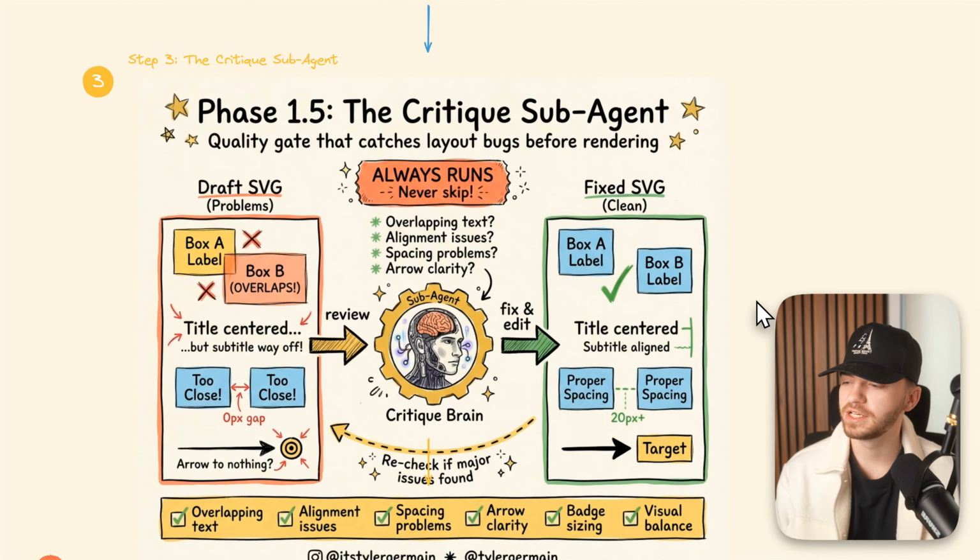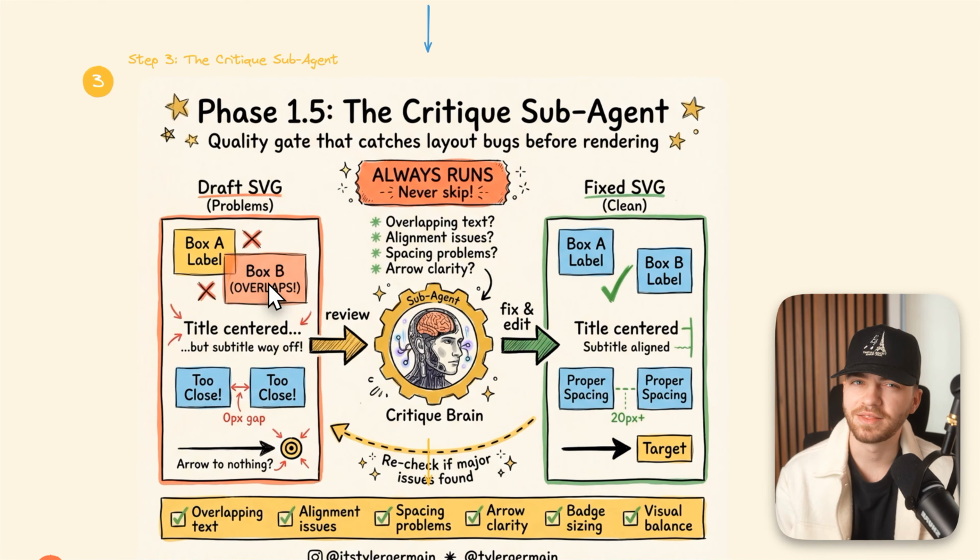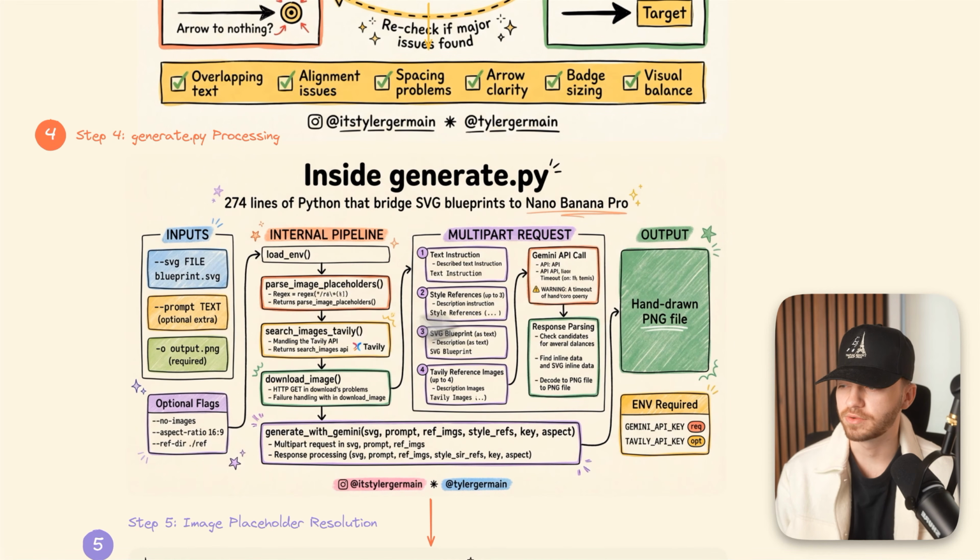The critique subagent has an incredibly important job, and you can see some examples right here. So box A overlapping box B, the critique agent is going to find that and reprompt itself until it gets it right. So our diagram should never move on past the critiquing subagent until the SVG is 100% perfect and ready to be generated. And once we're sure we don't have any of these major issues, we can move on to the generation script. There are a couple different flags within this Claude Code skill. We can generate directly as an SVG.